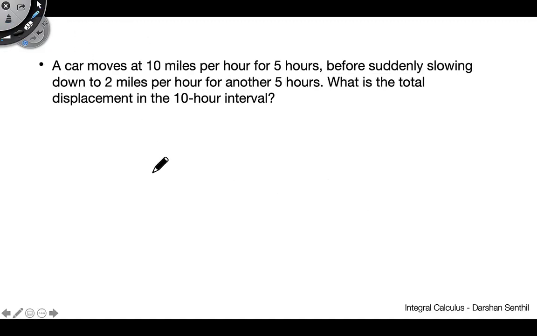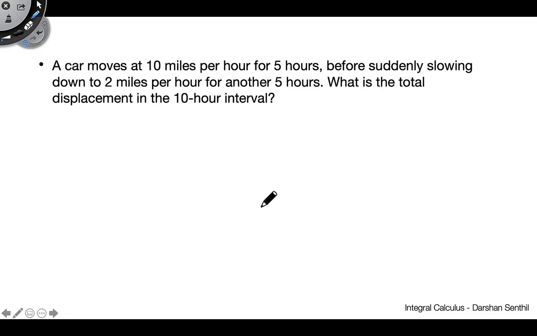All right, let's try another example here with a few nuances. So we have a car moving at 10 miles per hour at constant velocity again for 5 hours, but now the car suddenly slows down, like you sort of just hit the brakes, and you suddenly slow down to going at only 2 miles per hour for another 5 hours. Again, this doesn't really happen usually because it usually takes some time to slow down, but we're just going to assume that we suddenly go from 10 to 2 miles per hour, just for the sake of the problem. And once again, I'm going to ask you, what's the total displacement in the 10-hour interval?